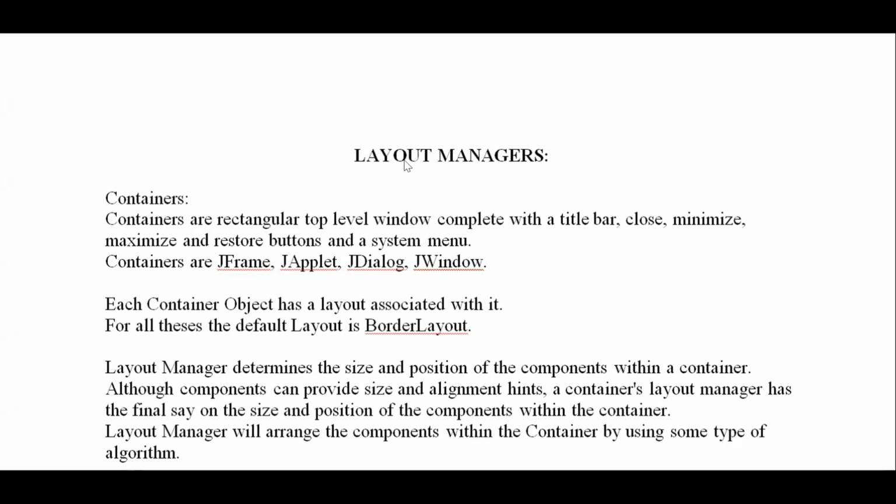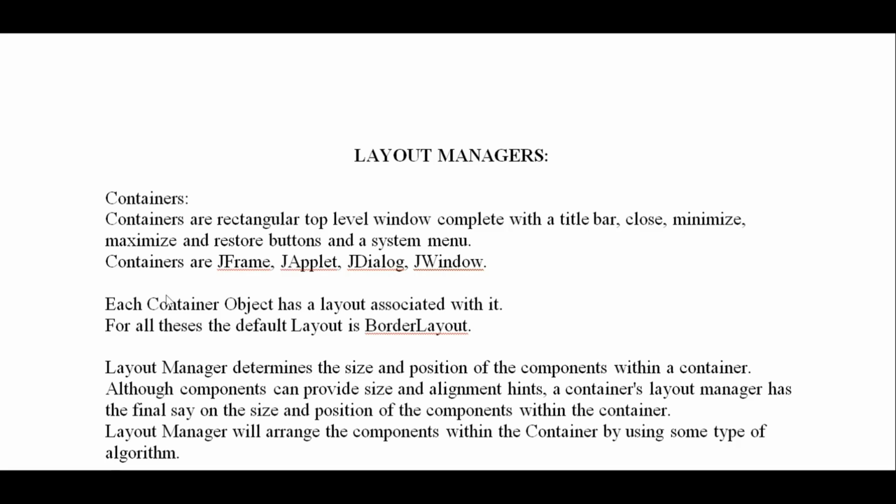So before understanding the layout managers, let me actually talk about the containers. There are two types of containers. One is the top level container and the other one is the intermediate container. Top level containers will have their own title bar and close, minimize, maximize and restore buttons in the system menu. They are a rectangular window-like structure. Examples of the top level containers are JFrame, JApplet, JDialog, and JWindow.